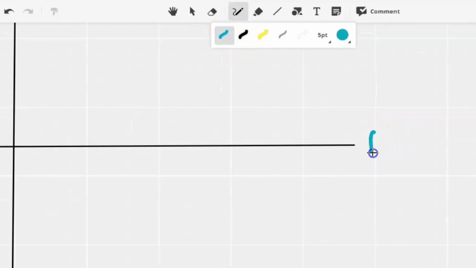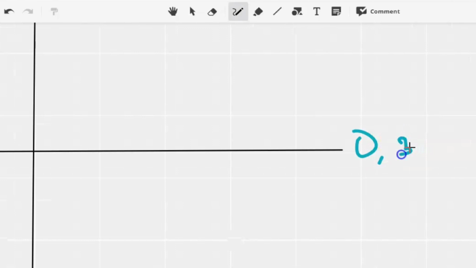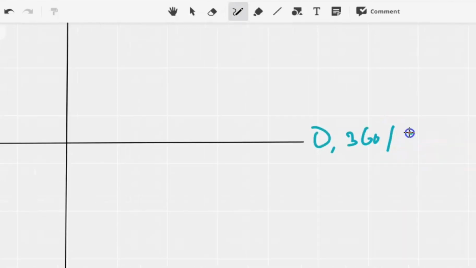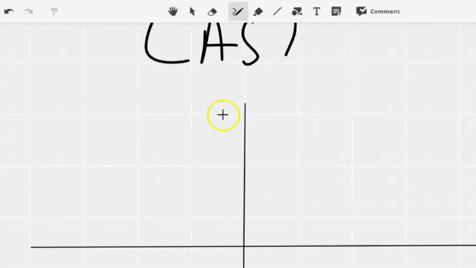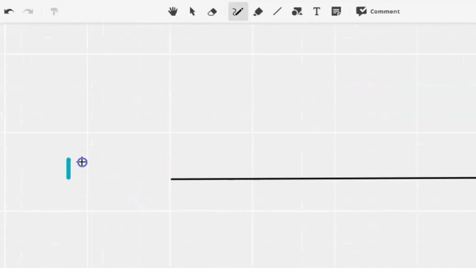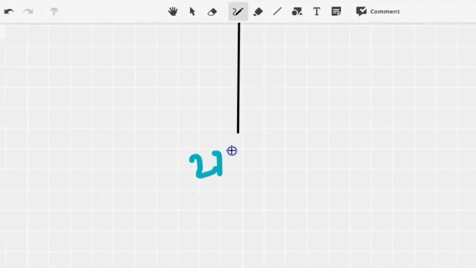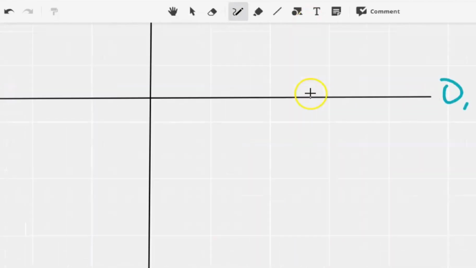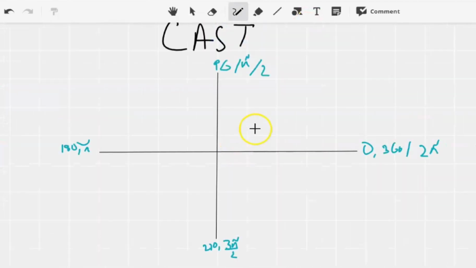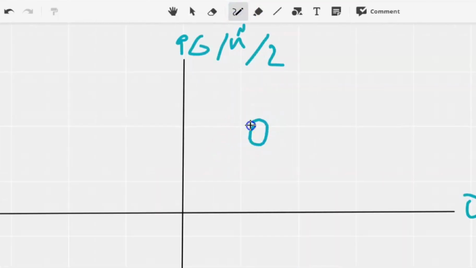In this one, it is going to be 0 and 360. This is going to be 2 pi. This is going to be 90 and pi over 2. This one is going to be 180 and pi. This one is going to be 270 and 3 pi over 2. And this one, this is an acute angle, so between 0 and 90, that's an acute angle. You are not going to do anything about it. So this is going to be just theta.